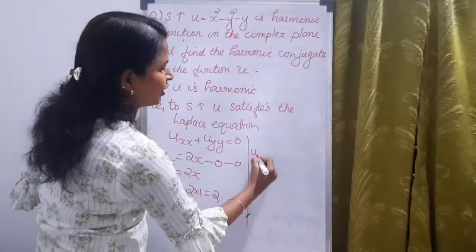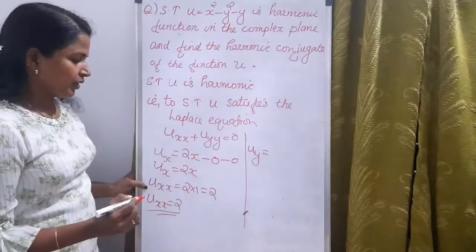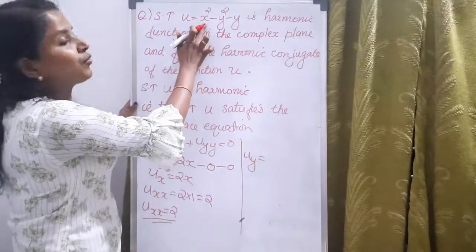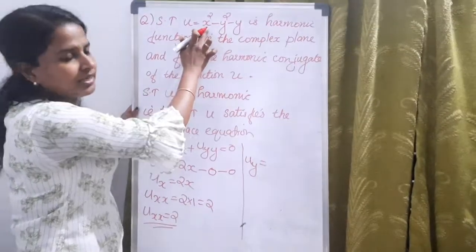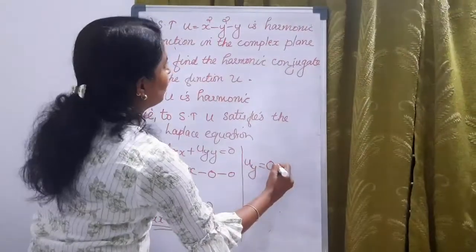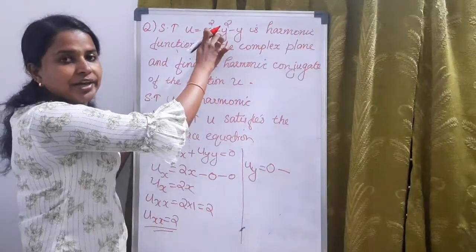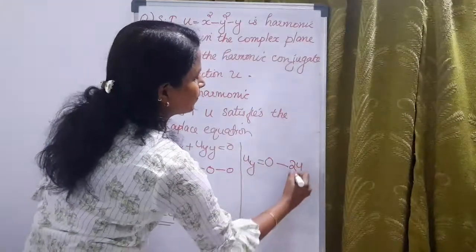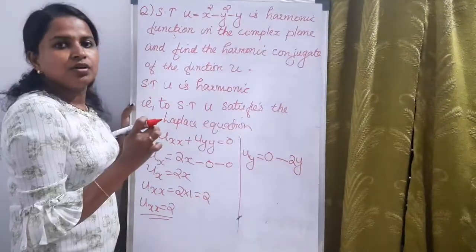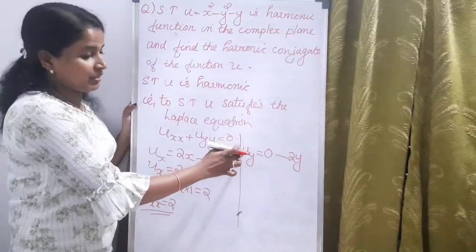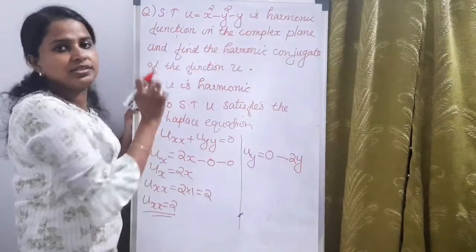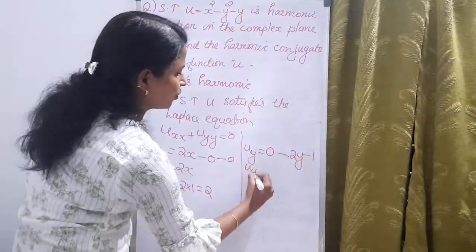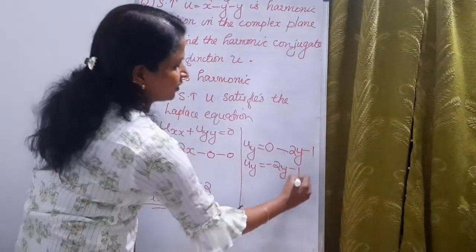Similarly, first we find uy. What is uy? Differentiating u with respect to y. The derivative of x square: here x is constant, so it is 0. Minus y square, the derivative of y square with respect to y is 2y. Then the derivative of minus y with respect to y is minus 1. That is uy equal to minus 2y minus 1.